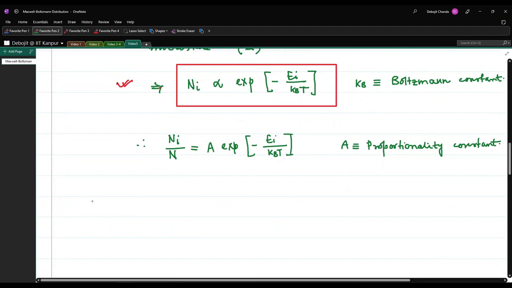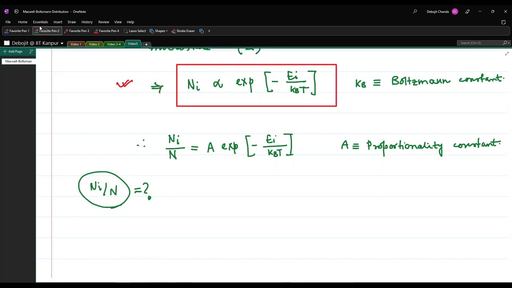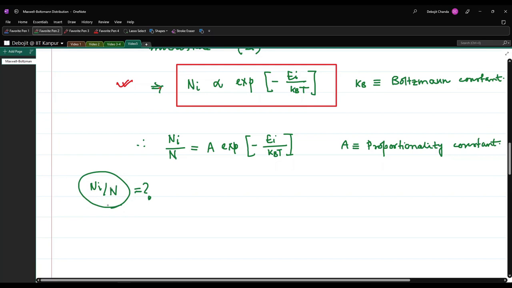So now, what is ni over n? This can be thought of as the probability of any number of particles to be in the ith microstate. And if there are many number of such microstates, we can see that summation over ni will be nothing but n, or summation over ni by n will be 1.